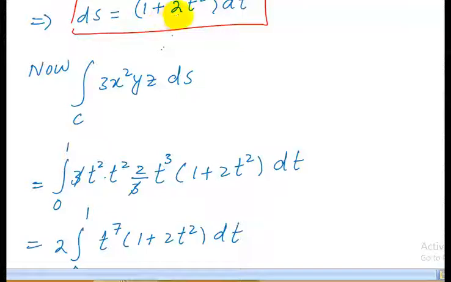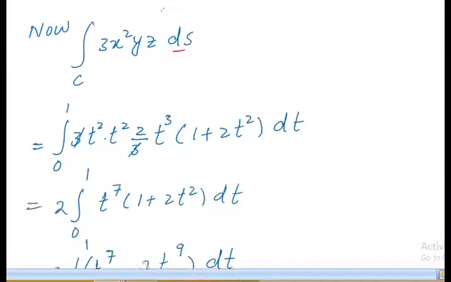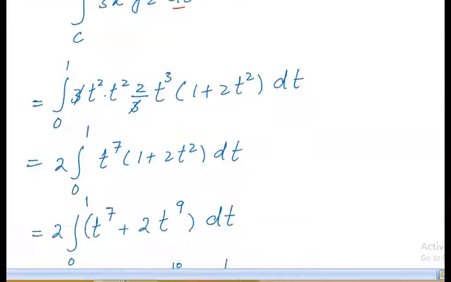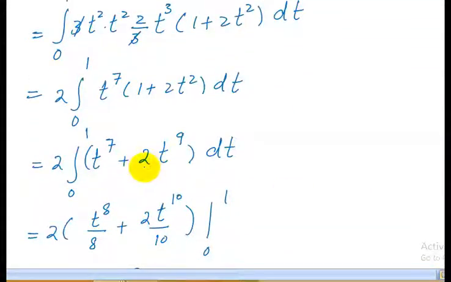Now we evaluate this line integral, integration along C 3x square y z ds. As it becomes a function of t only, variation of t is from 0 to 1. 3, x equal to t and x square equal to t square, y is given as t square, and z equal to 2 by 3 t cube, and ds we have just found, 1 plus 2t square dt. Now it becomes, 3 is cancelled out here, it becomes t square, t^4 into t^3, t^7, 1 plus 2t square dt, which is equal to t^7 plus 2t raised to power 9 dt.